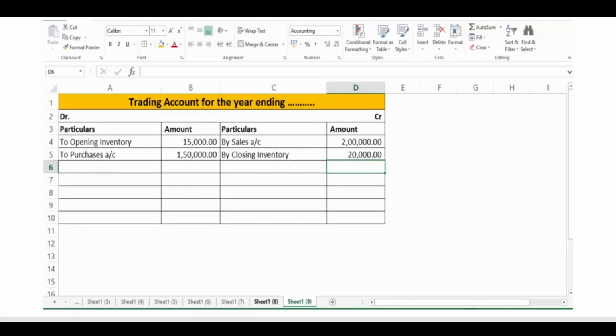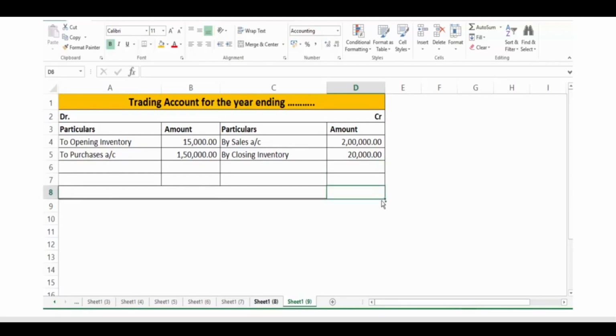How? We just have to do the totaling. What we have to do is see in which side we have the highest total. Let me check the total on the credit side. It is 2,20,000, whereas on the debit side the total is 1,65,000. So we have to follow the total of the credit side, which is 2,20,000. So both sides I'll be writing the total as 2,20,000. It means on the debit side there is a balancing figure. How do I find it? It is 2,20,000 minus 1,50,000 minus 15,000. So the balance is 55,000.